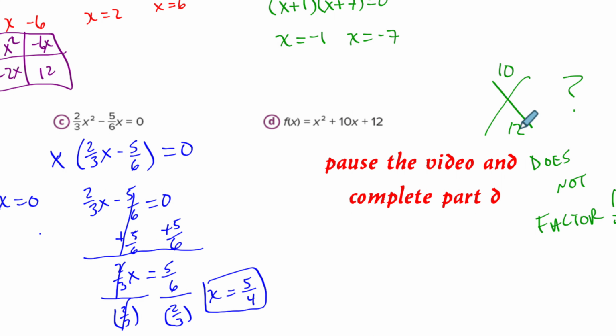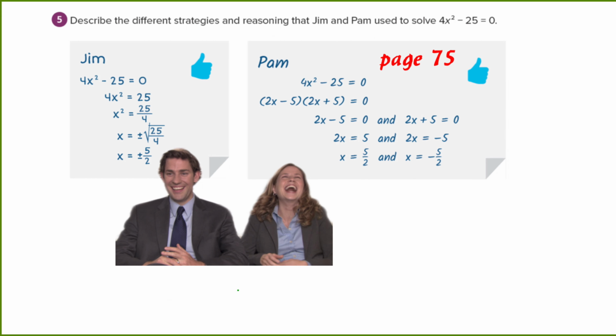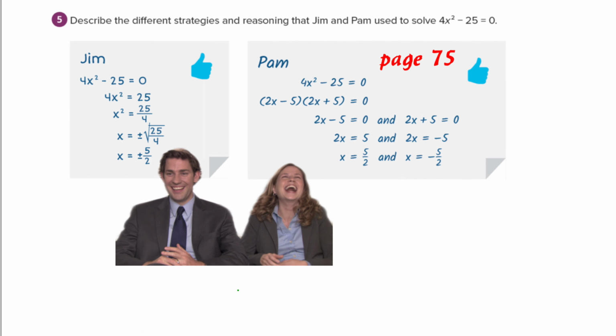But, I mean, what multiplies to 12? 1 and 12, that can't give you a 10. And then what else? 2 and 6, that can't give you a 10. And 3 and 4, that can't give you a 10. So here's your life lesson. Not everything factors, right? So because it doesn't factor, we cannot solve it by factoring. We will have to use another method. This is Jim and Pam. And Pam's laughing at you if you try to factor that because she knows better, right?